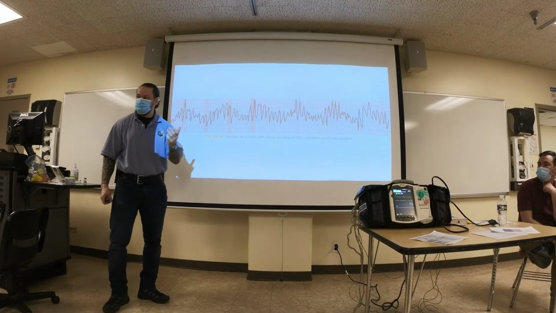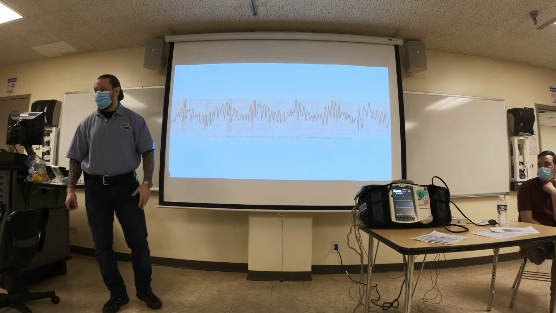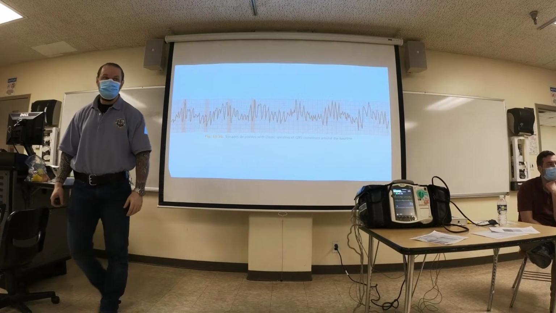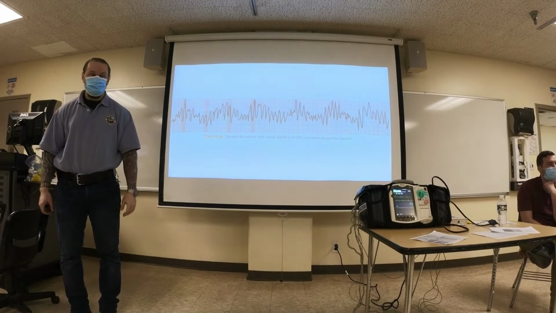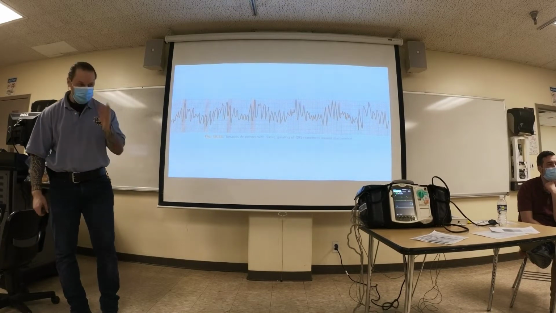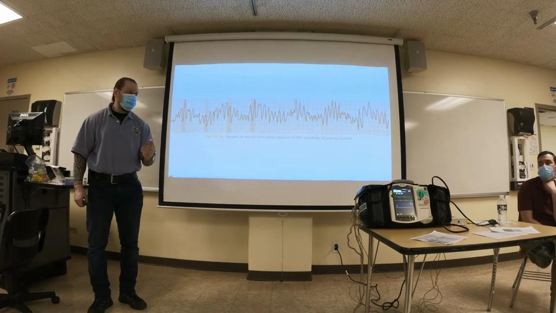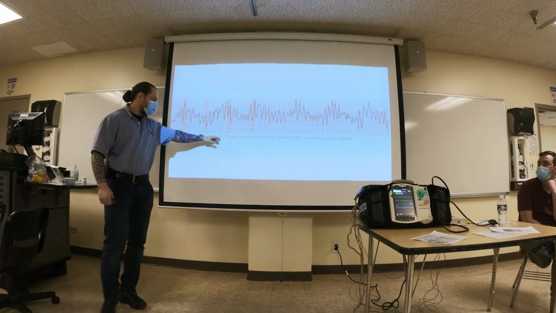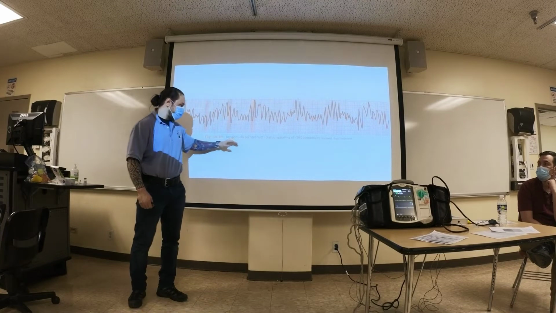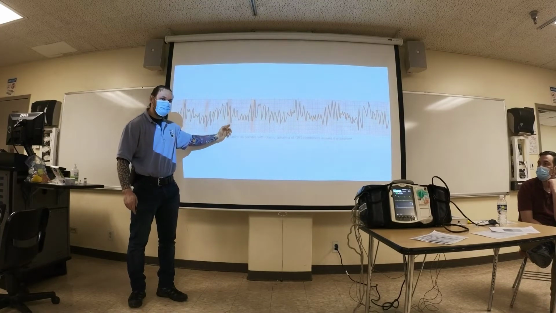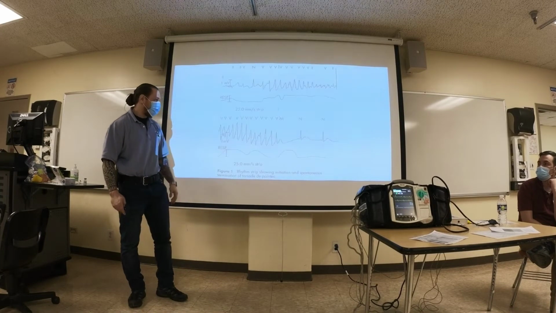By the way, what's the difference between monomorphic and polymorphic? The morphology for monomorphic would all look the same. Excellent. And polymorphic is all different. So monomorphic, same morphology; poly means many, right? Here, this is a particular type. This is Torsades de Pointes, the twisting of the points. So it's a particular polymorphic, but there are many others.